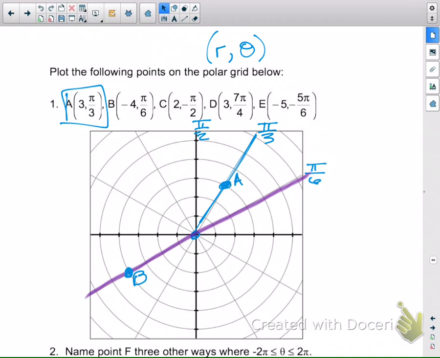Questions on that? I know this is very different. That's why we take the time to just sit here and graph points at the beginning.